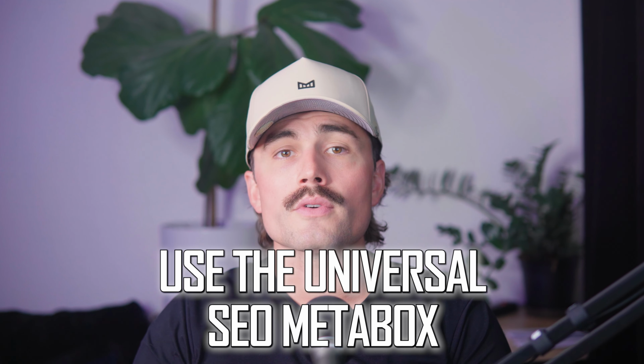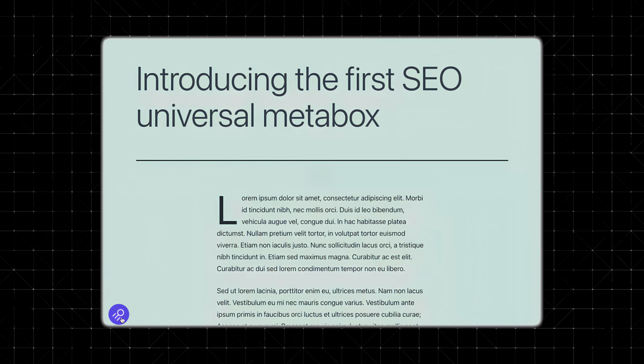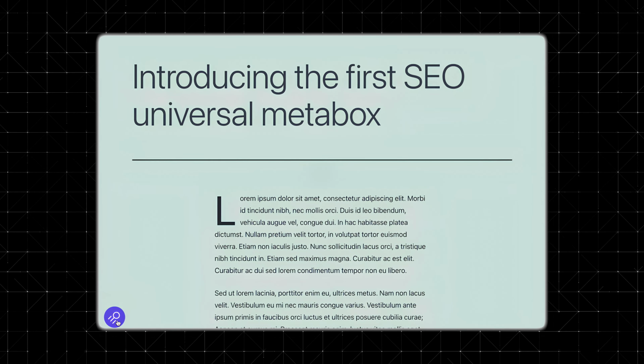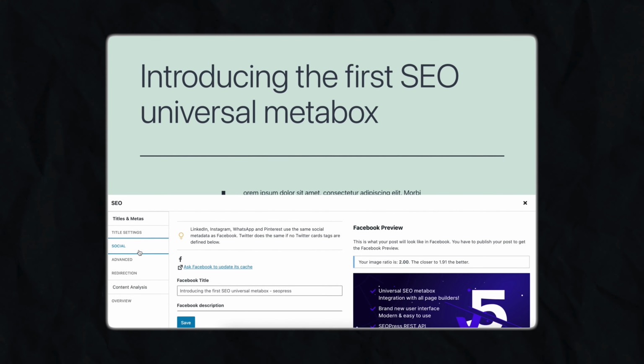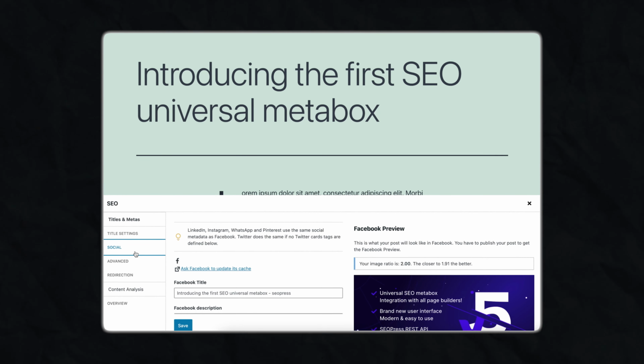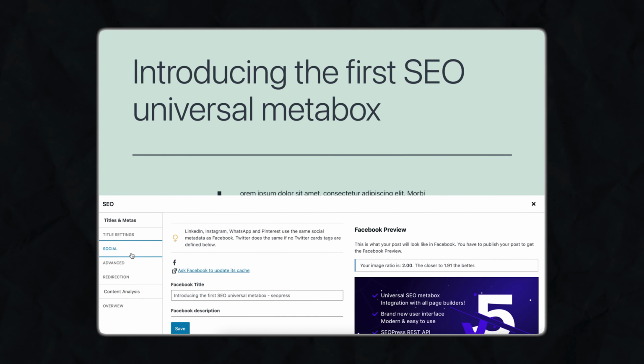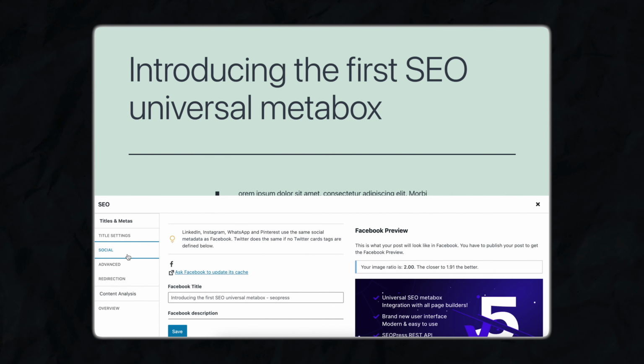Step 4, use the Universal SEO Meta Box. Now, this is one of SEOPress's most useful features. Unlike other plugins that clutter your editor screen, SEOPress gives you a simple icon that floats in the corner of your post or page editor. You can click it and you get access to all your key SEO settings: page title, meta description, social previews, robots meta, canonical URLs, and when you don't need it, it disappears with one click.